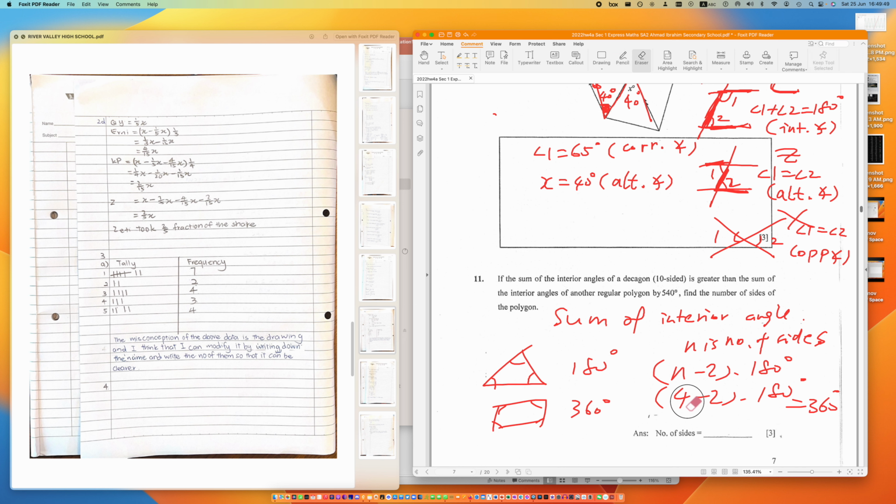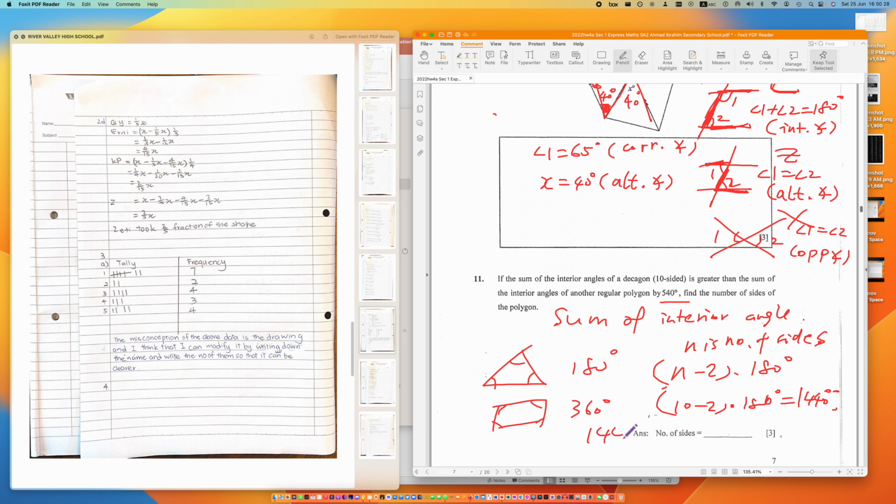So now with this, I can do the question already. 3 marks. They say what? The sum of the interior angle of the decagon, 10 sides. Then I can do already. So it's 10 minus 2 times 180, which is greater than the sum of the interior angle of another regular polygon by this. So let me get the 10-sided first. 8 times 180, what is that? 1440.